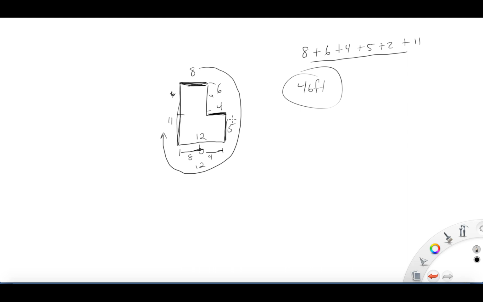All right, that's your lesson. Pretty simple, finding perimeter. And if you have any questions, please don't hesitate to ask.